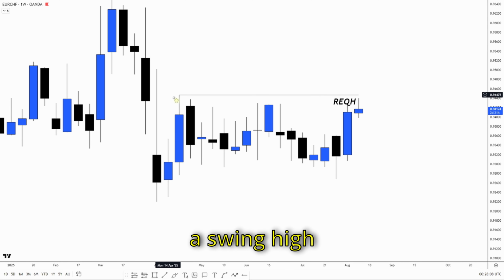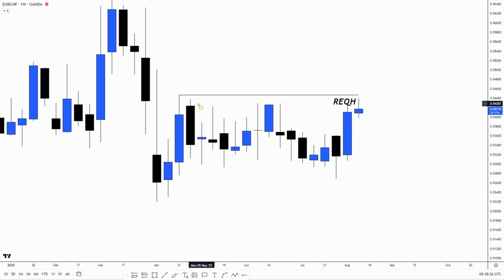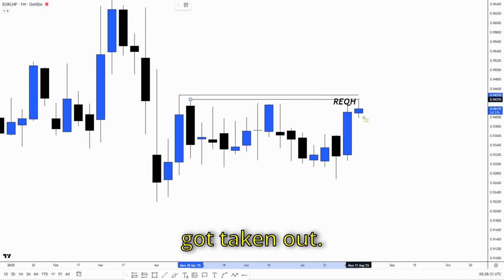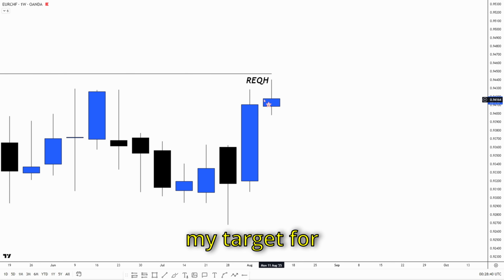This is just a swing high with additional relative equal highs that have now just been created. But I don't take too much weight into that. Because again, the main relative equal highs were those ones. And those already got taken out. It was very obvious that we're going to go for the previous week high. So this was also my target for the entire week. However, I wasn't able to catch that move.